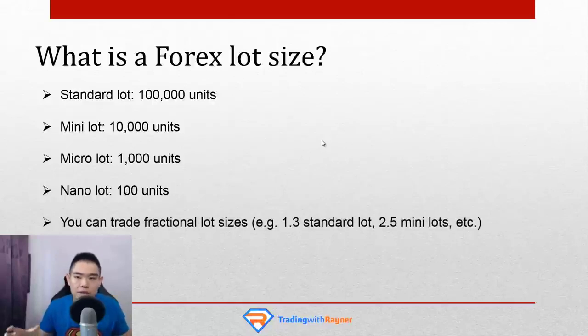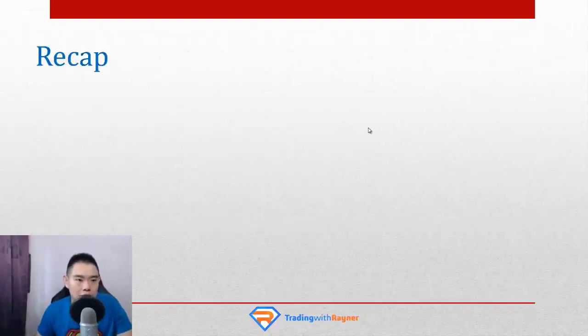One thing to point out is that you can trade fractional lot sizes. It doesn't mean that you can only trade one standard lot, one mini lot, or 5 standard lots. You can break it up and trade something like 1.3 standard lots. You can trade 2.5 mini lots, 3.7 mini lots, 2.6 standard lots, 1.5 micro lots. It is all possible when trading the Forex market. So in a way, you can better manage your risk, as I will explain in a later section. So let's do a quick recap.